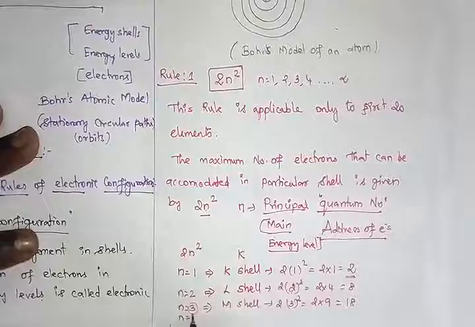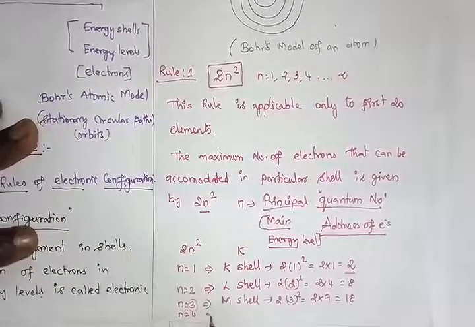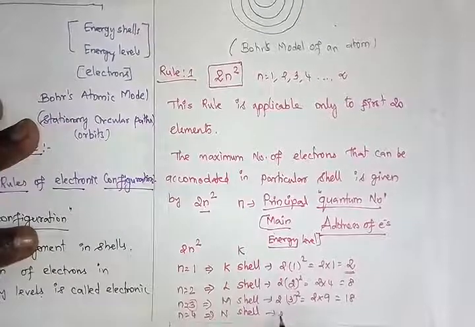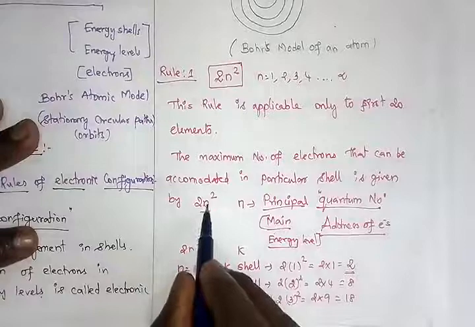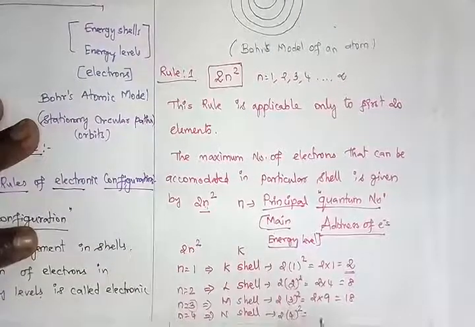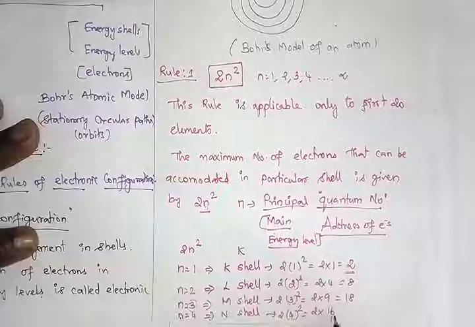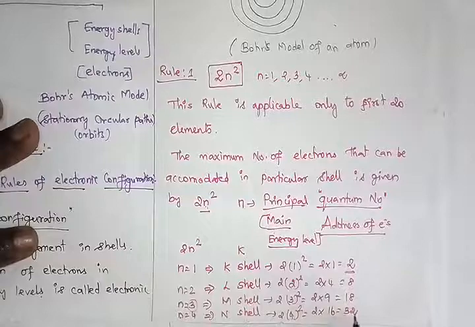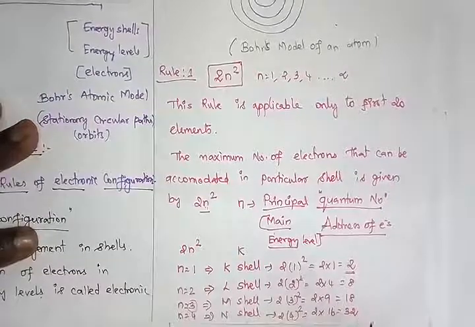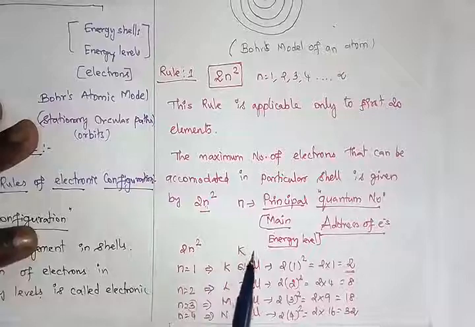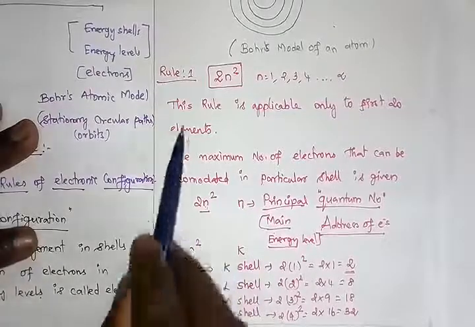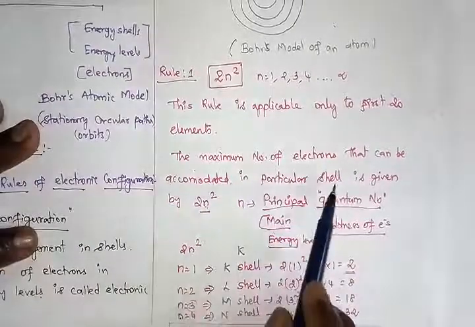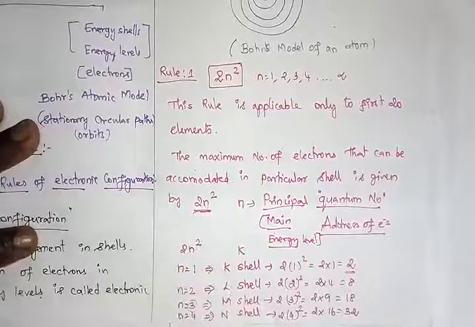Come to the next one, n is equal to 4. This n value, number 4, is the N shell. If you apply this n value, 2 into 4 squared, 4 squared is 16, so 2 into 16 is 32. So in the fourth level we can accommodate a maximum of 32 electrons, right? This is an idea Bohr has given to us. Bohr and Bury framed the first rule, that is 2n squared. The maximum number of electrons that can be accommodated in a particular shell is given by this formula. This is rule number 1.